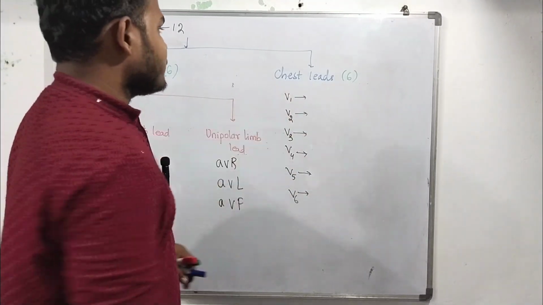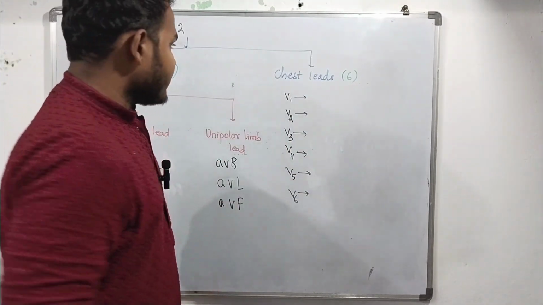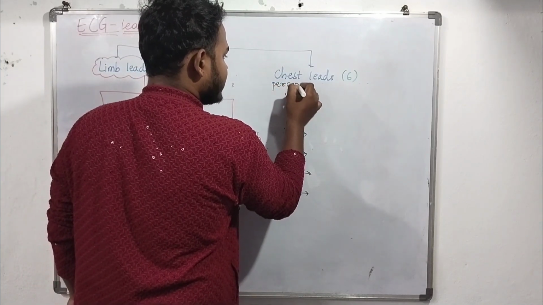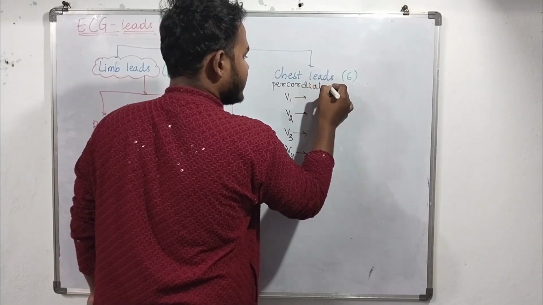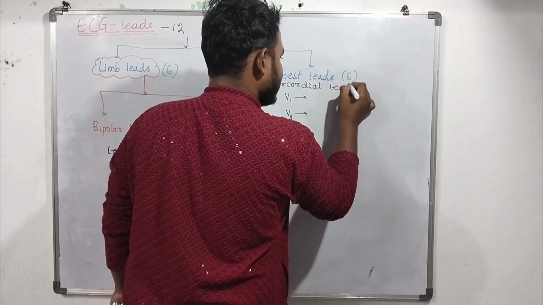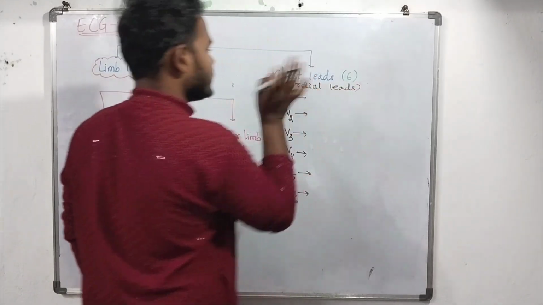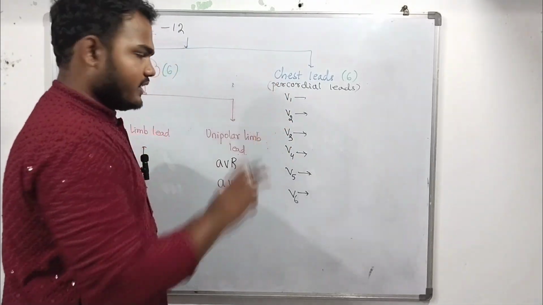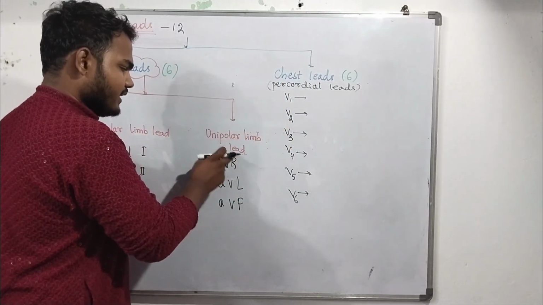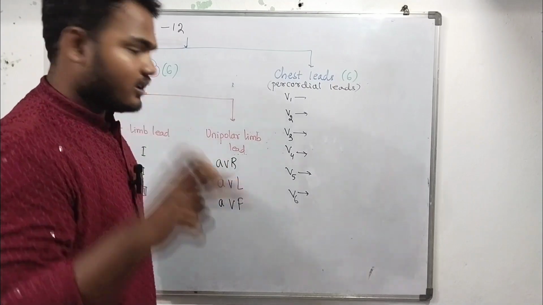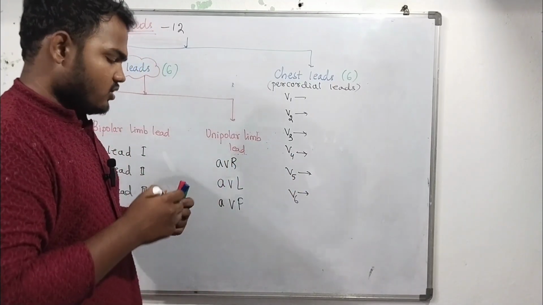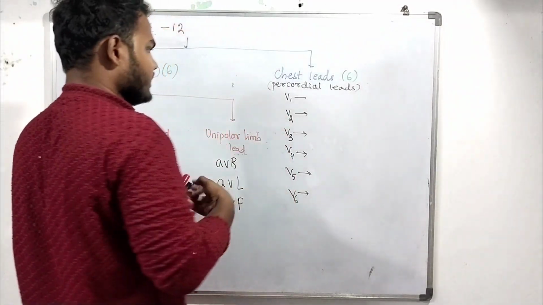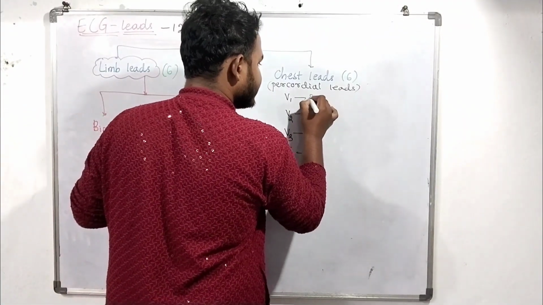You know that the chest leads are also known as precordial leads, and these are all unipolar leads. The limb unipolar leads are also known as augmented limb leads.